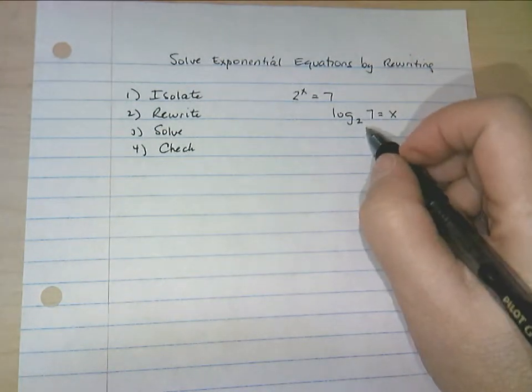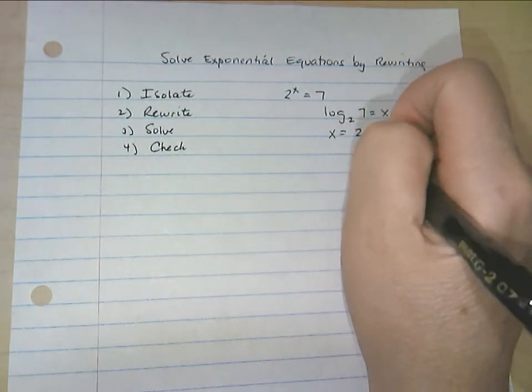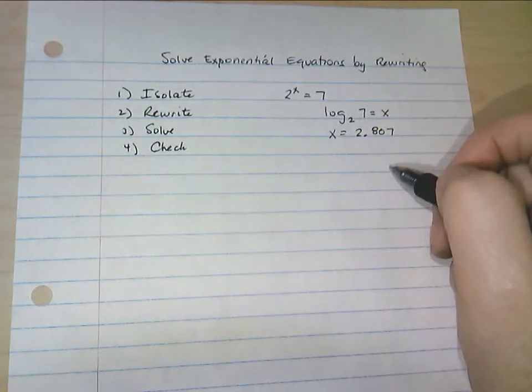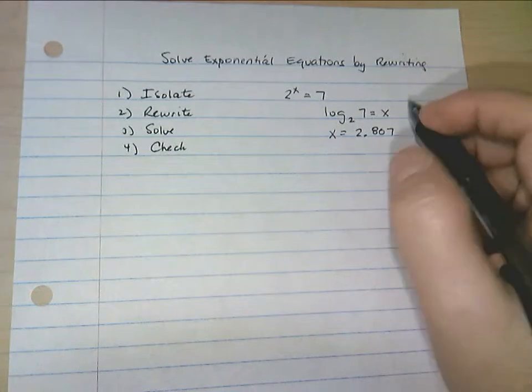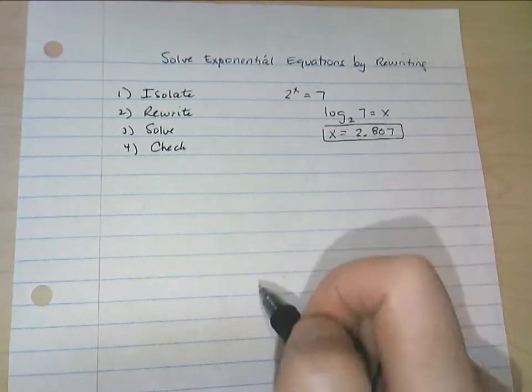From there, I'd put that right in my calculator. Log base 2 of 7 is equal to 2.807, and it goes on. Typically, I round to the nearest thousandth, 3 decimal places. I would check that, and I have already checked that, and that is correct.